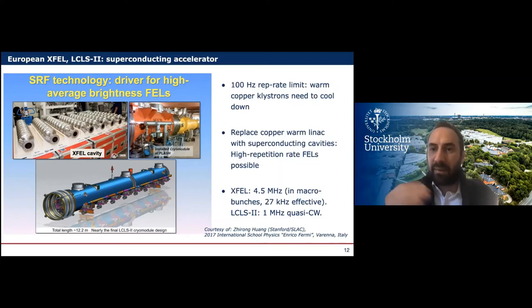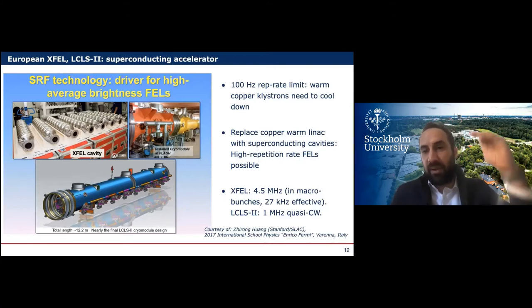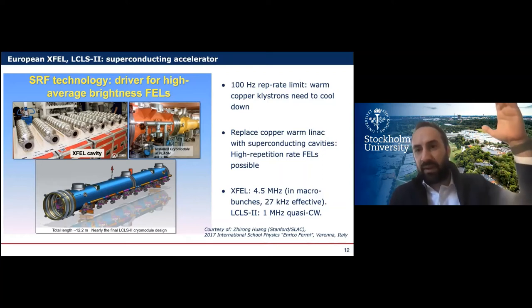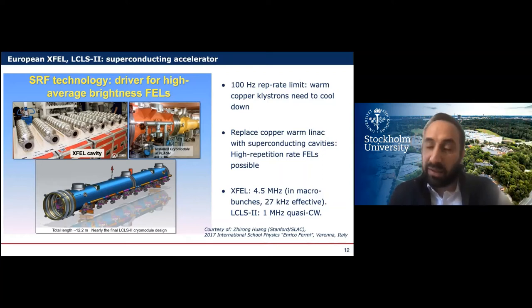And this is again a jump in technology, because what I showed you there was these 9 orders of magnitude in average brilliance. If you now increase the repetition rate by a factor of 1,000, you go up again by 3 orders of magnitude. So this is another important jump. And of course, you can imagine making a kilometer-long accelerator made of superconductors is not trivial. You need to cool it all down to cryogenic temperature. So it's technologically very difficult and very expensive.